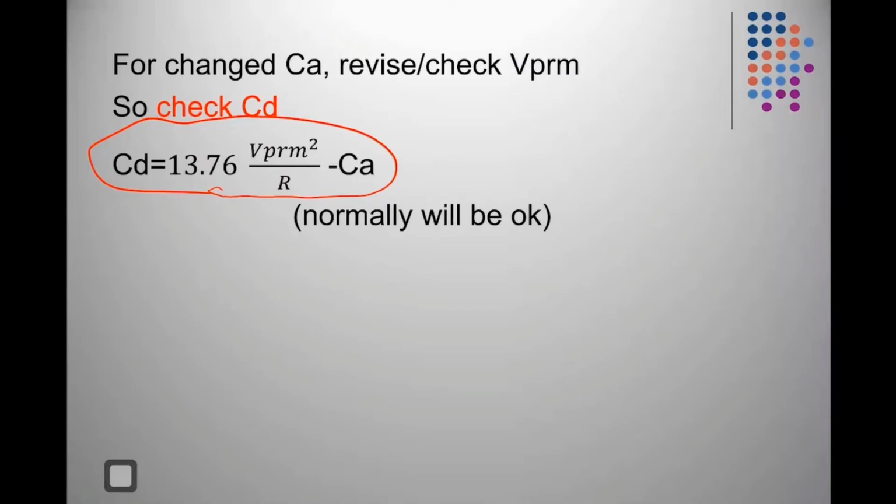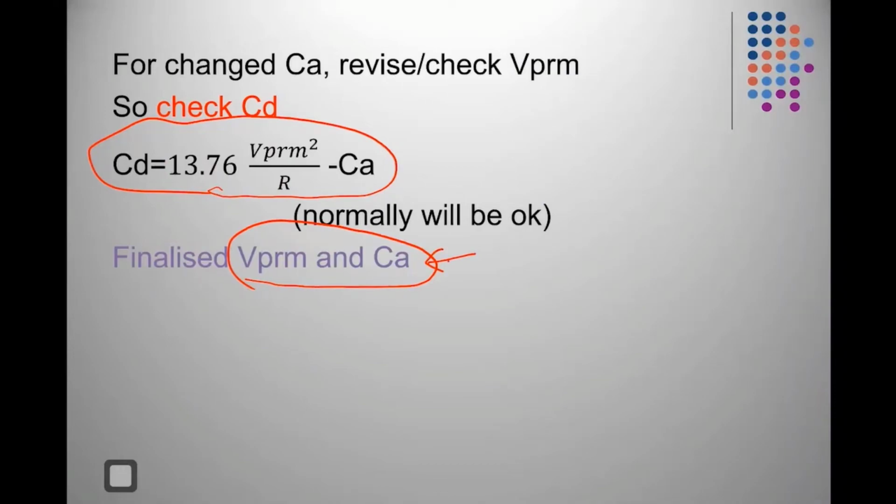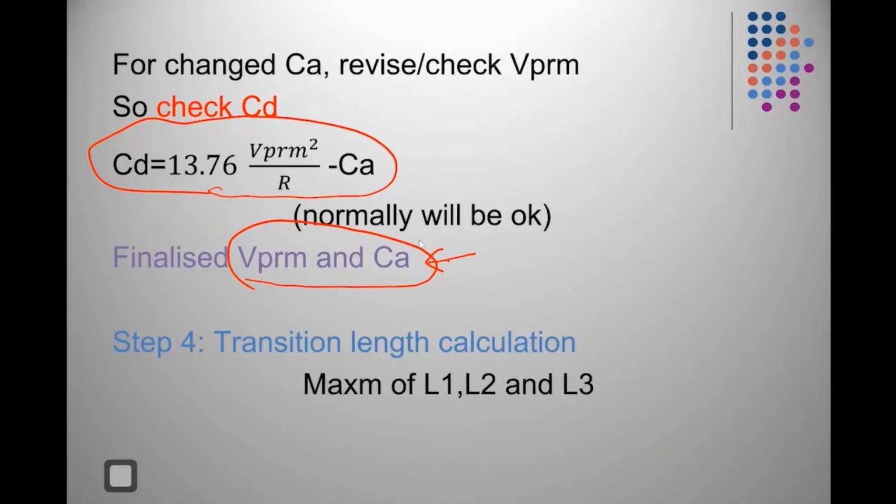Okay. So finally your VPRM and cant have been decided, maximum permissible speed has been decided, and your cant has been decided. Okay. You will see this example, you will solve this example also, and then you will go for calculating transition length, calculation of maximum L1, L2, whichever values, three formulas are given.